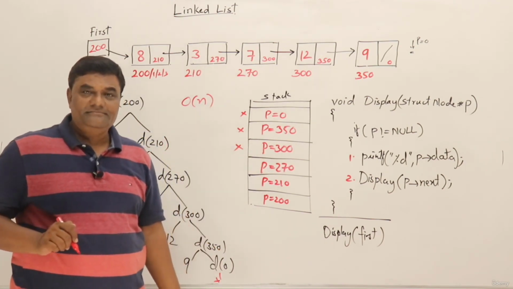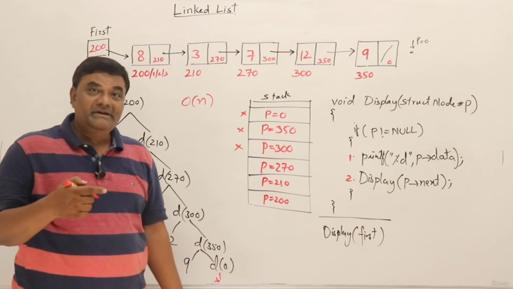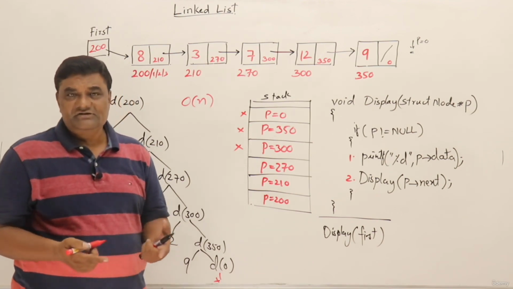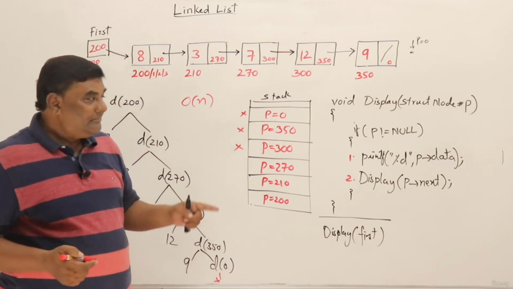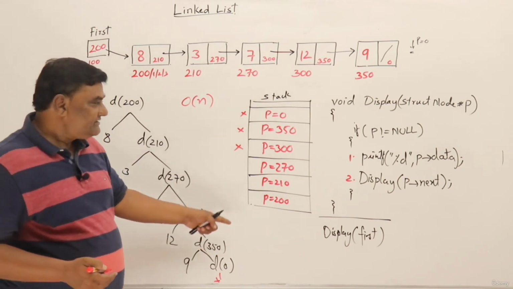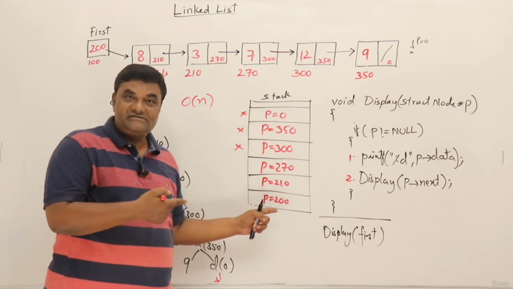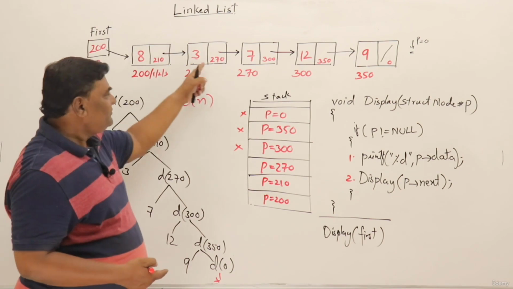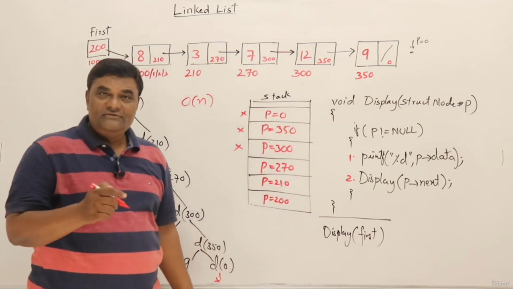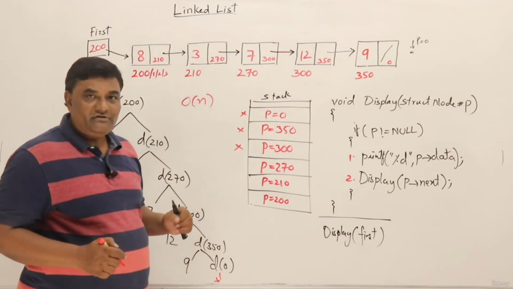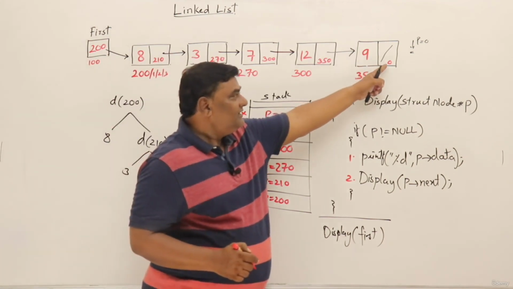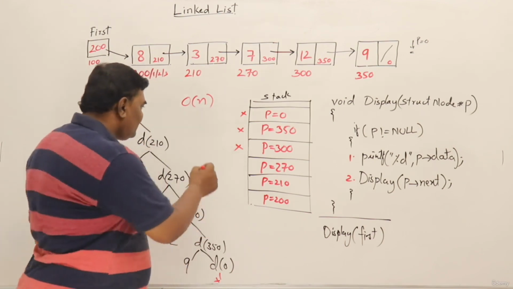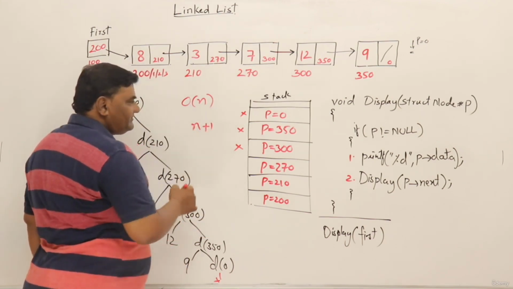Then next, space. The loop function was a simple function. There was no extra space. But this is recursion, which uses a stack. So what is the size of the stack? 1, 2, 3, 4, 5, 6. How many nodes are there? 1, 2, 3, 4, 5. 5 nodes are there, but 6 activation records. Why? One for null also. So total n plus 1 activation records are created.